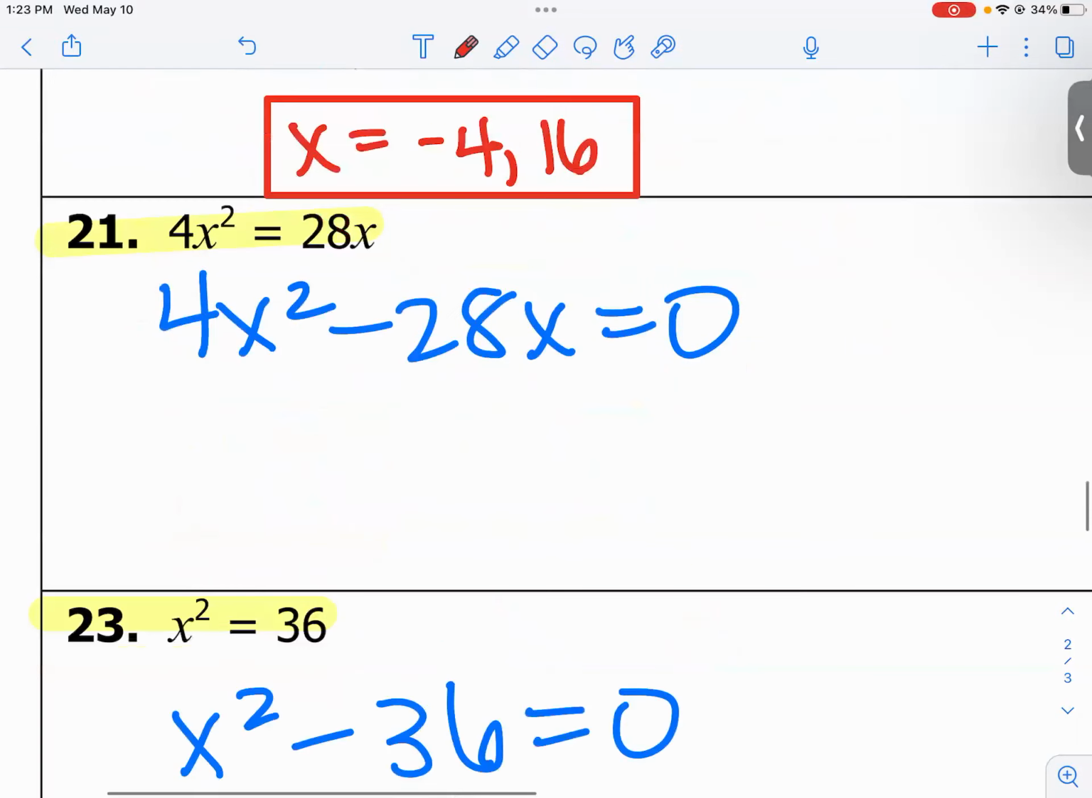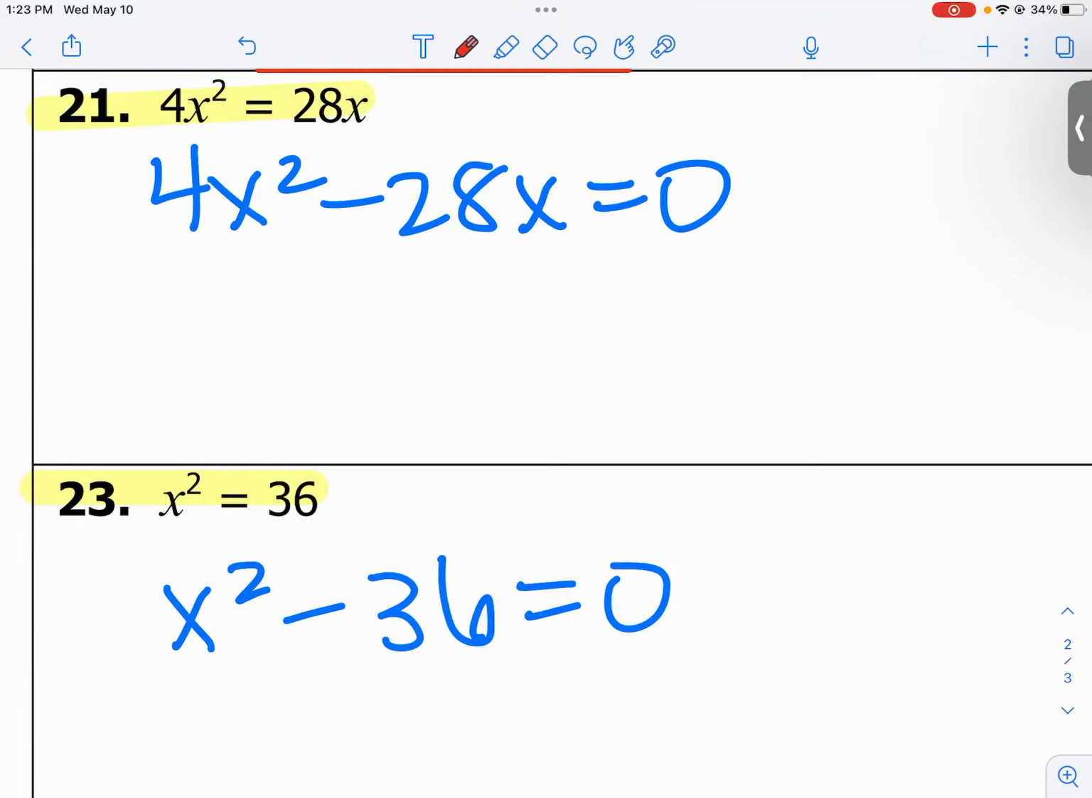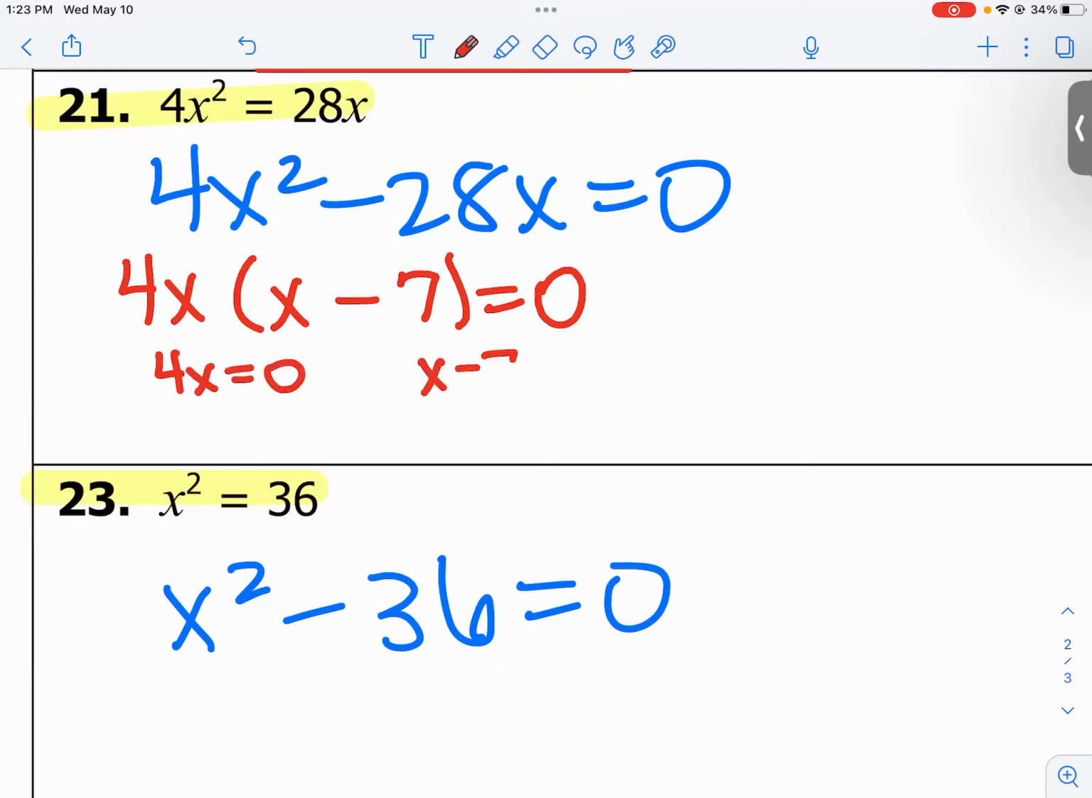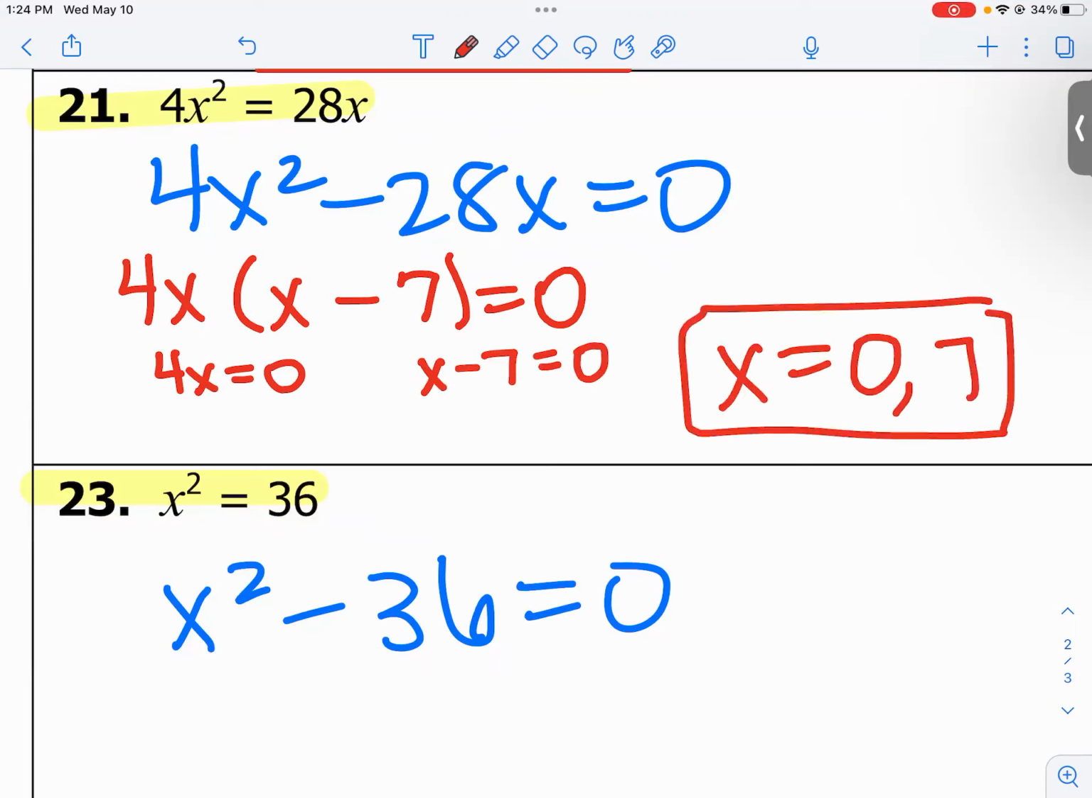Now here in 21, this was not set equal to 0. So I took 28x. Since it's positive, I subtracted it over. Okay. What strategy is going to become helpful here? Abby? Knowing your multiples. Okay, so what am I looking for? There is a greatest common factor of 4x, and left over is x minus 7. Thank you. So when we set 4x equal to 0 and x minus 7 equal to 0, we get answers of 0 and 7.